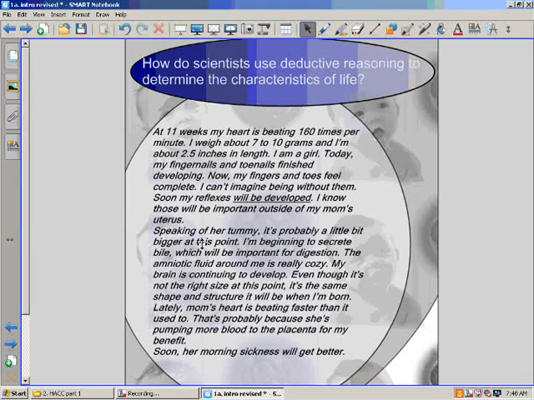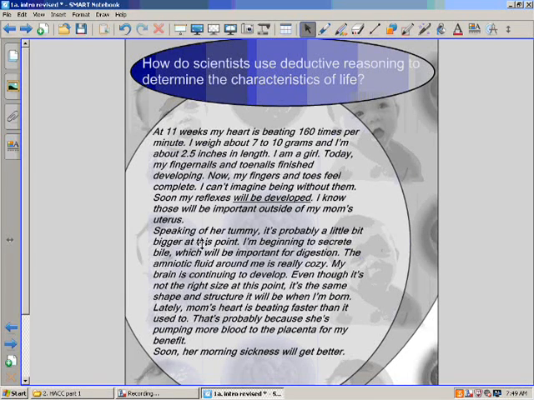Speaking of her tummy, it's probably a little bit bigger at this point. I'm beginning to secrete bile, which will be important for digestion. The amniotic fluid around me is really cozy. My brain is beginning to develop. Even though it's not the right size at this point, it's the same shape and structure it will be when I'm born. Lately, my mom's heart is beating faster than it used to. That's probably because she's pumping more blood to the placenta for my benefit. Soon, her morning sickness will get better.